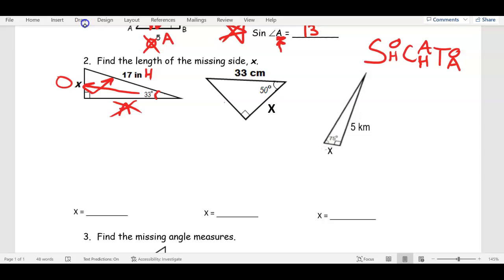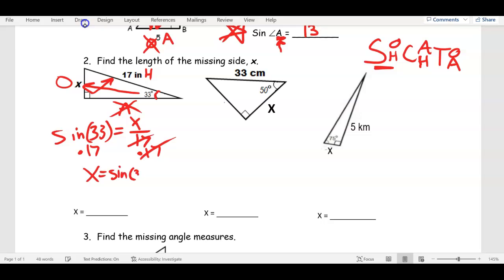All right, so O and H is going to be sine. So sine 33 equals O over H, x over 17. When x is being divided, I'll need to do the opposite, which is multiply 17, multiply 17. 17's cancel out, and I'm left with x equals sine 33 times 17.